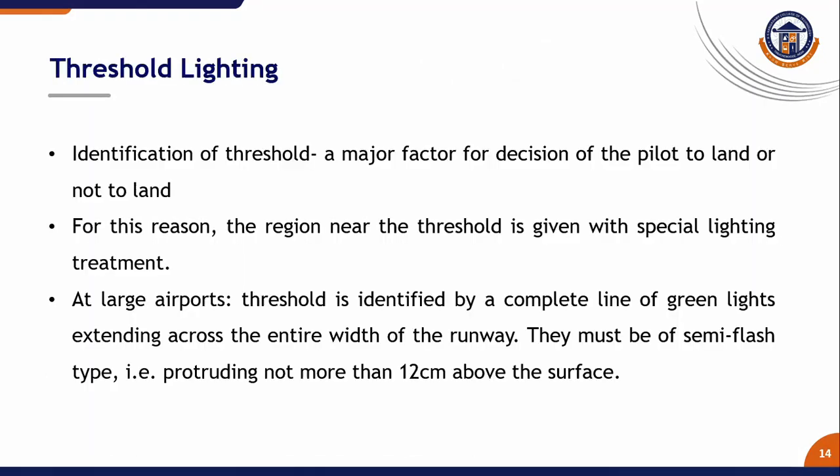Threshold lighting. Identification of the threshold is a major factor in the pilot's decision to land or not to land. For this reason, the region near the threshold is given special lighting treatment. At large airports, the threshold is identified by a complete line of green lights extending across the entire width of the runway. They must be semi-flush type, protruding not more than 12 centimeters above the surface.